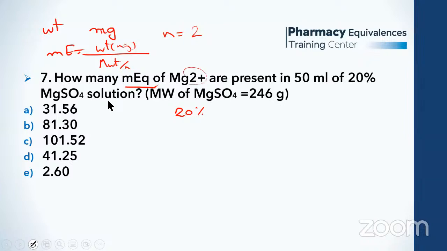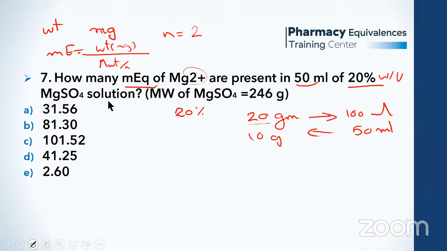Okay, the first step is to translate the meaning. 20% weight per volume. What does this mean? 20 grams present in 100 ml, right? But we have 50 milliliters. So how many grams are present? Half of this, so it will be 10 grams. 10 grams equals 10,000 milligrams, right? Because we need the weight in milligrams.